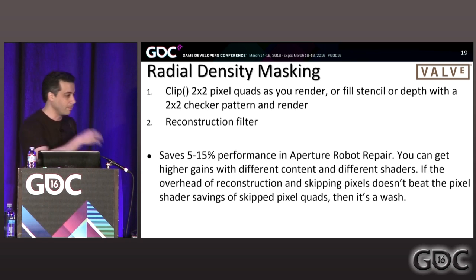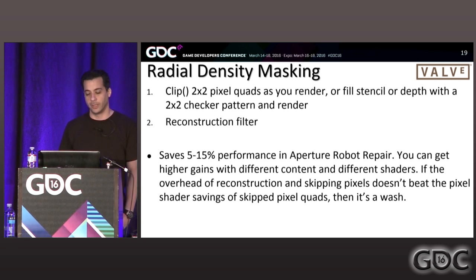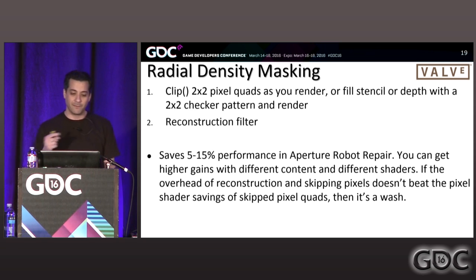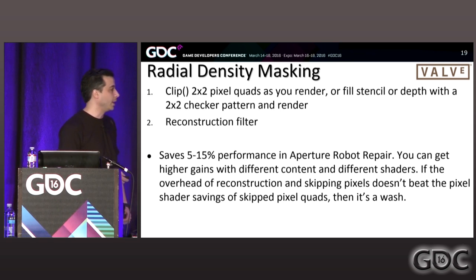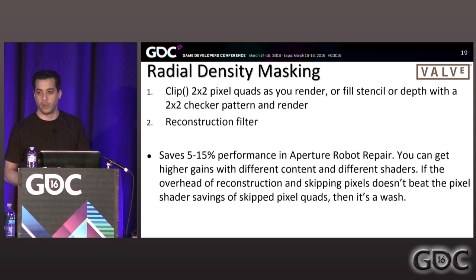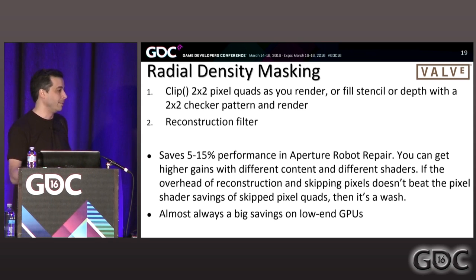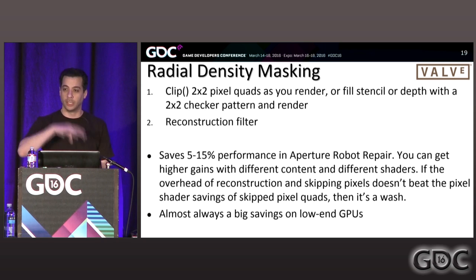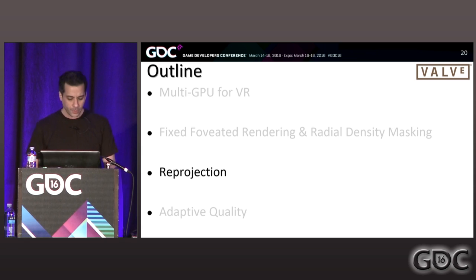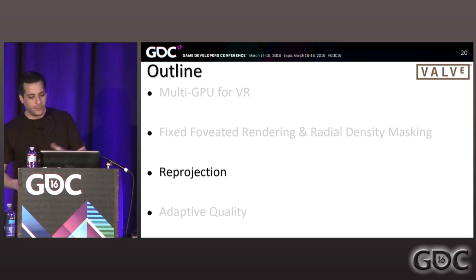Now, for Aperture Robot Repair, the demo we showed last year, I'm going to show a bit more of that today. It's about a 5 to 15% performance boost by doing just that. And I'm pretty sure you can get higher gains depending on your content, depending on your shaders. But it's pretty much a win overall. Worst case scenario, I've seen it be just a wash. It didn't buy you any perf, but generally speaking, it's a good win. It's really a win on low-end hardware. And what I mean by low-end hardware, I'm talking about hardware that's even below what we consider the recommended spec of GPUs. So, all right, those are those 2 techniques.